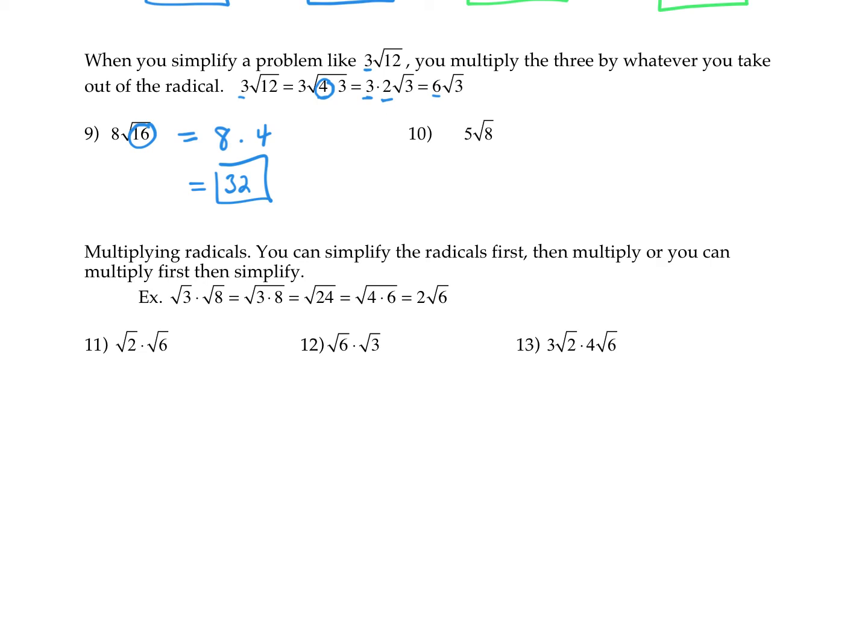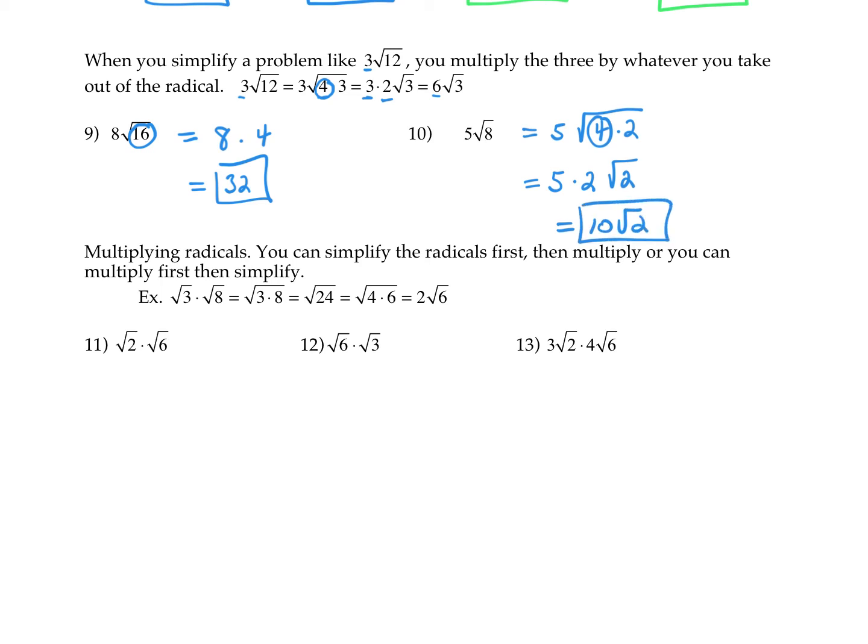Okay, number 10 is a little more like the example. We have to simplify. So 8 is not a perfect square, but it is divisible by 4. So we have our 5 out in front. That 5 will get multiplied by the result of taking the square root of 4. Square root of 4 is 2, and we're left with a 2 inside the square root sign. So our final answer will be 10 square root of 2.